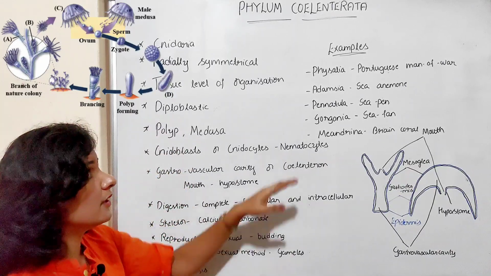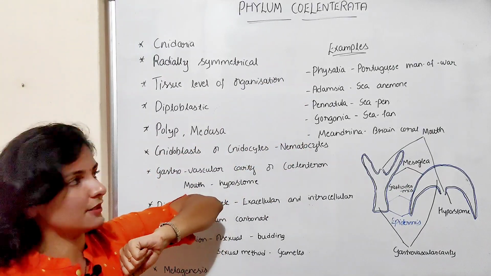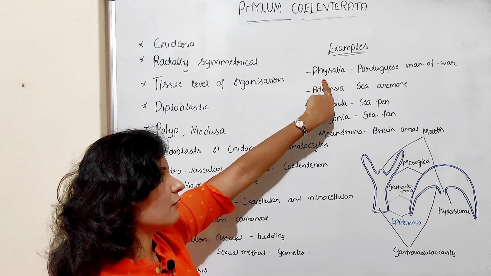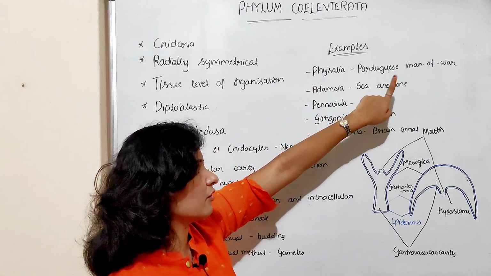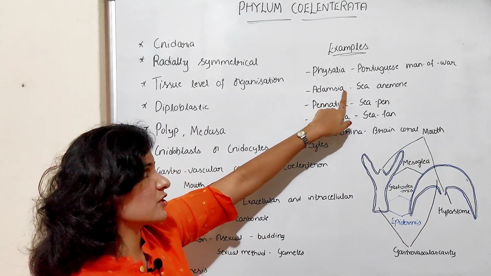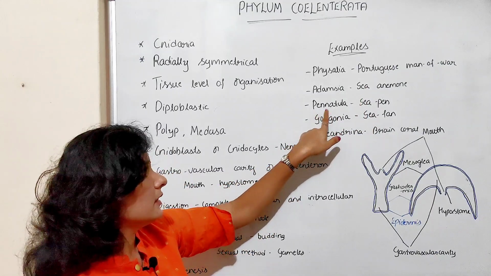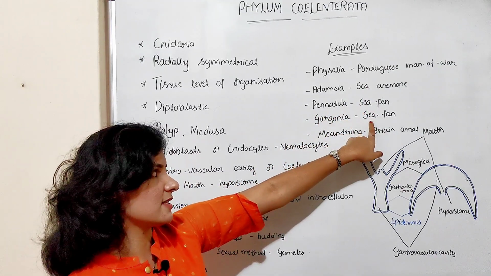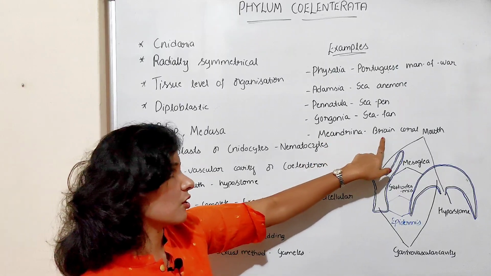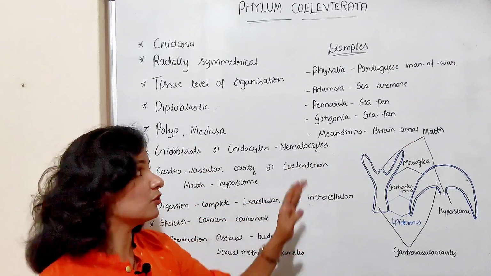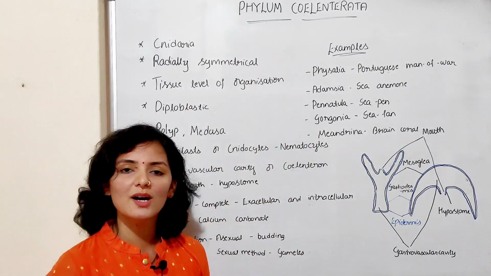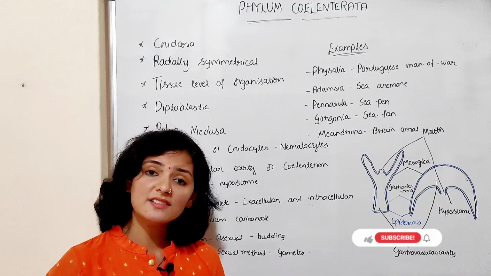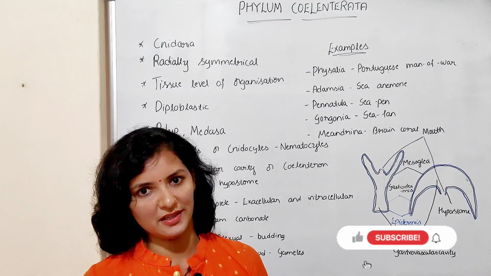Now we'll talk about a few examples of phylum Coelenterata. First one is Physalia, commonly called the Portuguese man of war. Second one is Adamsia, commonly called sea anemone. Pennatula, commonly called sea pen. Gorgonia, commonly called sea fan. Meandrina, commonly called brain coral. So these are very important examples of phylum Coelenterata. So that is about the characteristics of phylum Coelenterata.